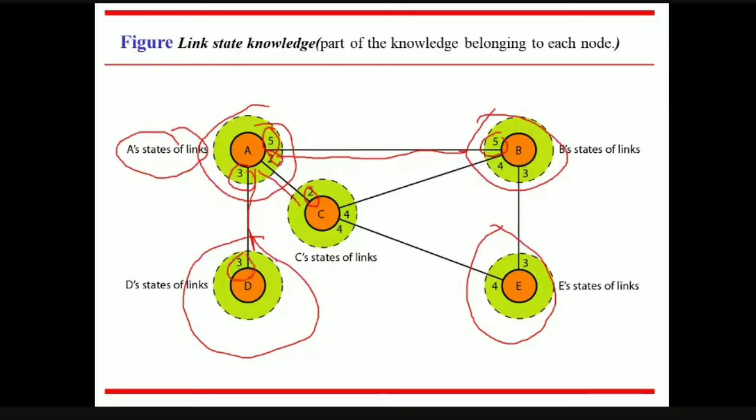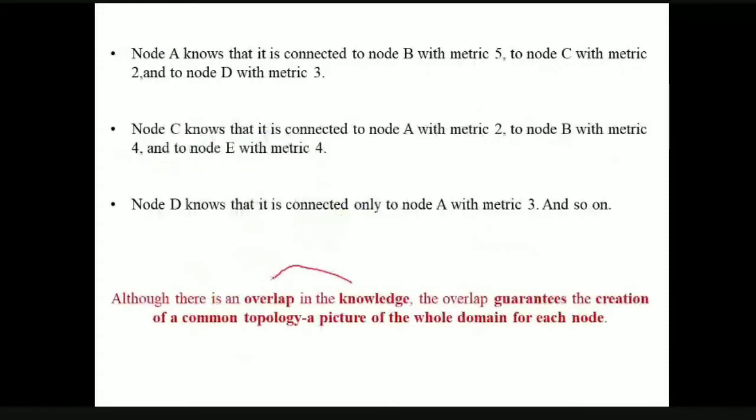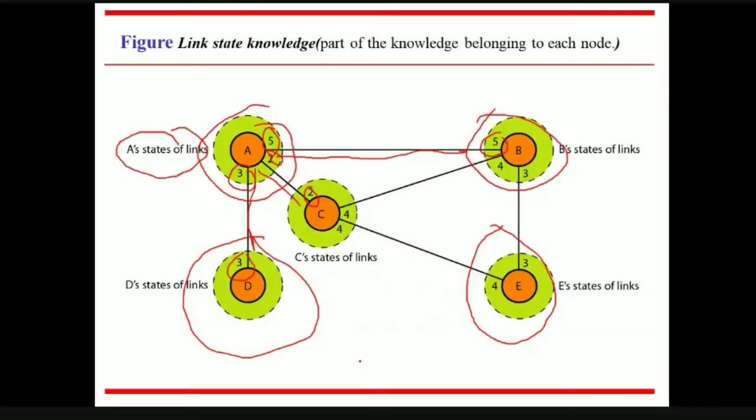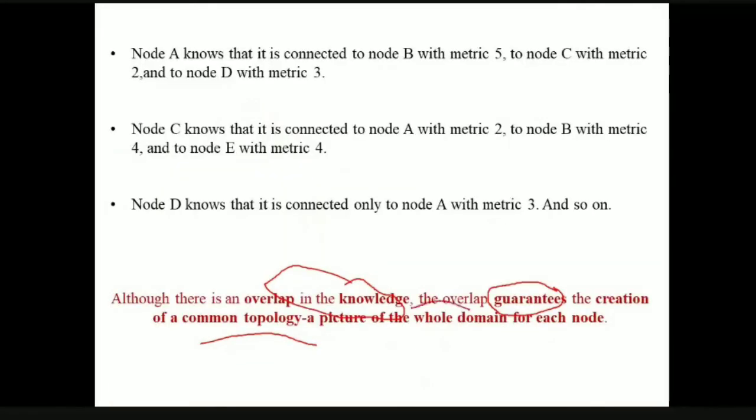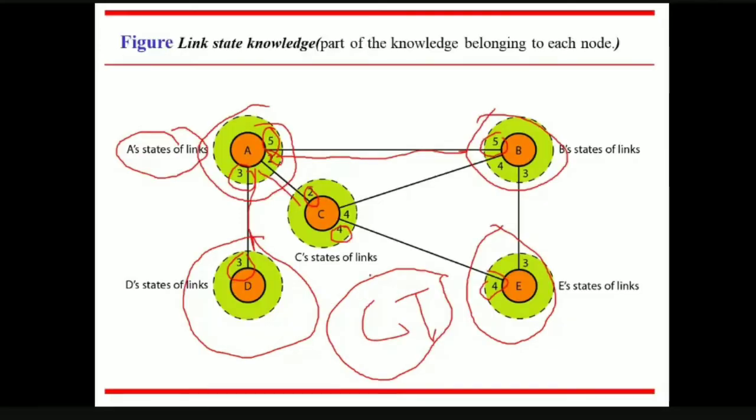So even though there is an overlap in this particular knowledge, why are we maintaining this overlapping information? This overlapping information is going to guarantee the creation of a common topology. Because we discussed that each and every node maintains the common topology of the network, isn't it? So this overlapping of information will lead the nodes to get the common topology, thereby getting the whole picture of the network. This is the reason we have the overlapped knowledge in our network.